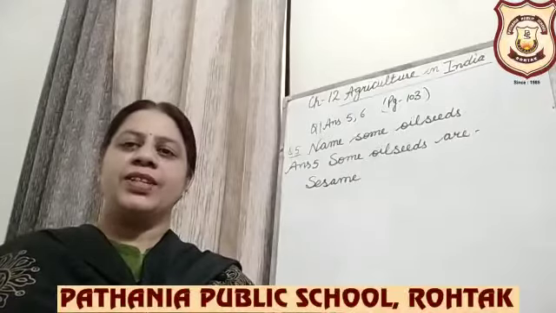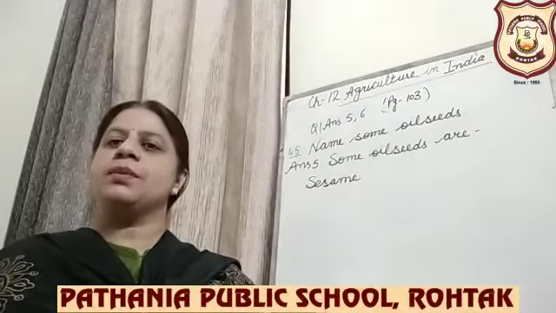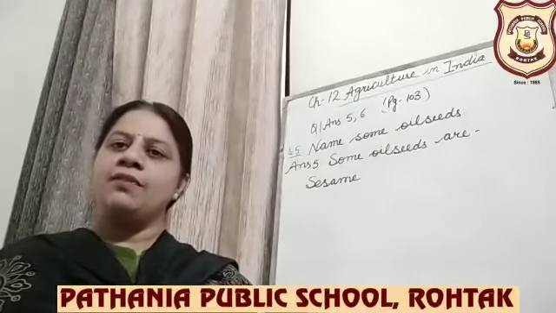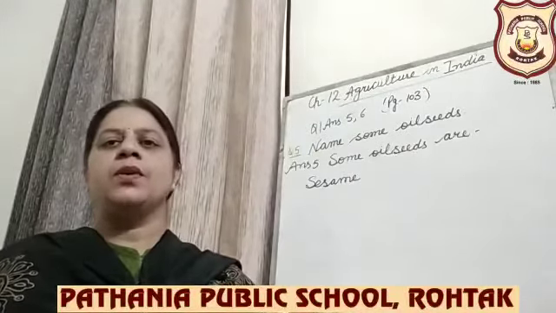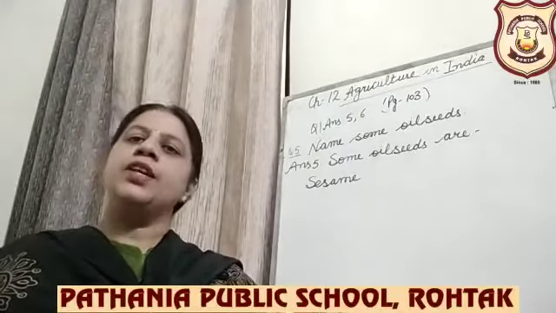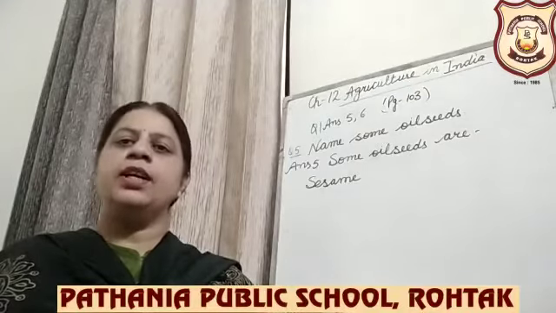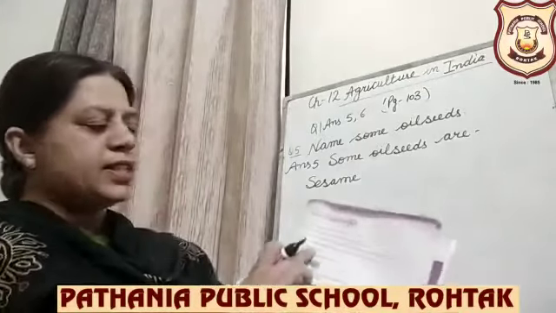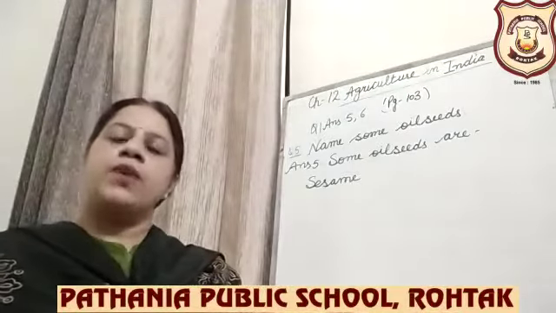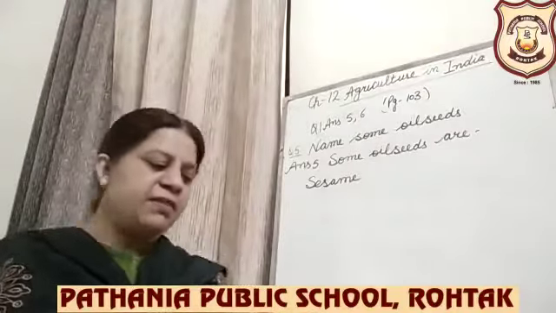Children, today we are going to do question answers of chapter number 12, question number 5 and 6, and we'll also do the worksheet from the workbook. Okay, children? So let us start doing question answers, question number 5 and 6 from page number 103. Question number 5 is, name some oil seeds. You have to write names of a few oil seeds. Okay, children, so everybody will write.